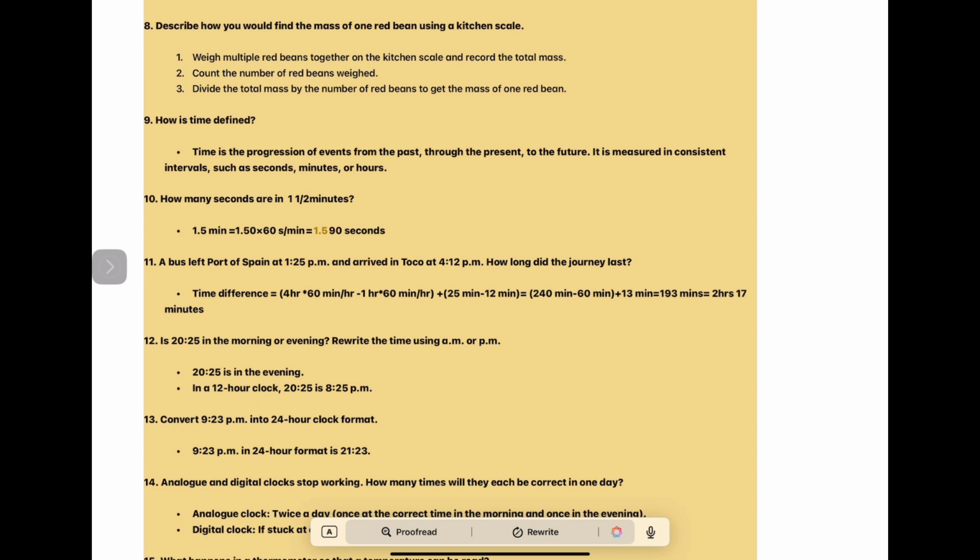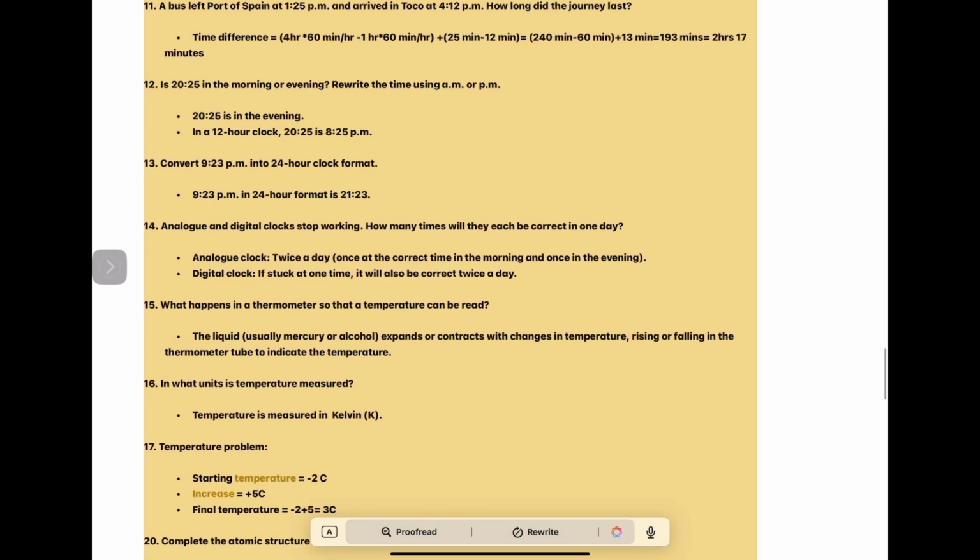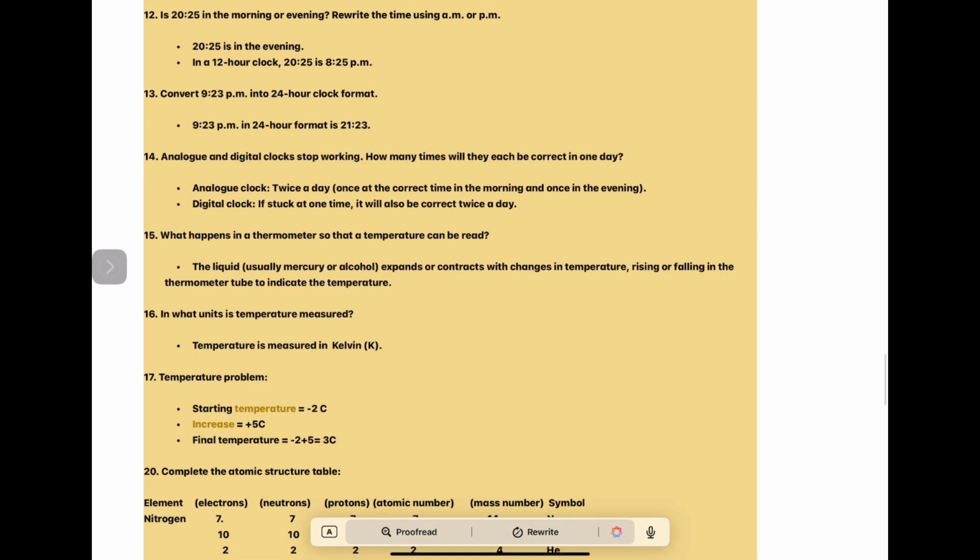12. Is 2025 in the morning or evening? Rewrite the time using AM or PM. 2025 is in the evening, in a 12-hour clock. 2025 is 8:25 p.m. 13. Convert 9:23 p.m. into 24-hour clock format. 9:23 p.m. in 24-hour format is 21:23.